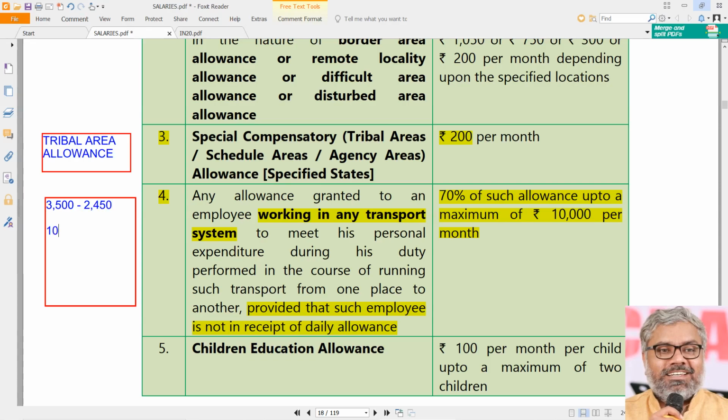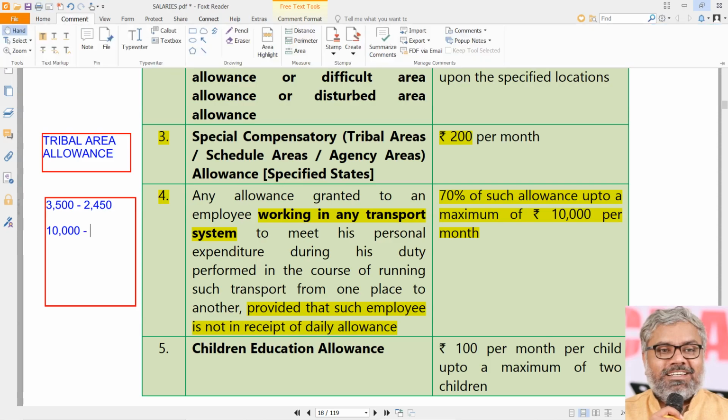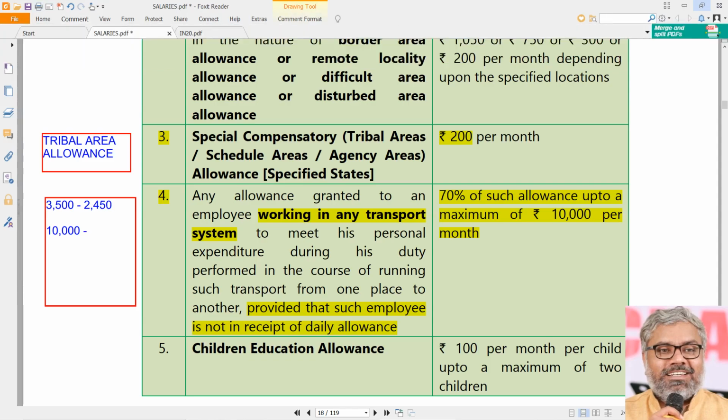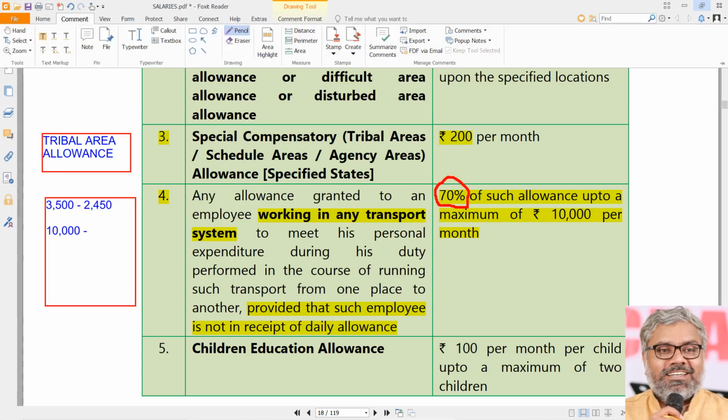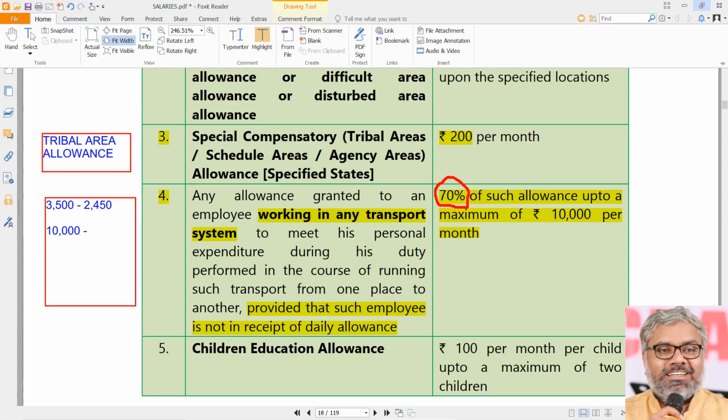In the same way, if the employee receives 10,000 rupees as allowance, a transport employee, how much will be exempt? Is the entire 10,000 exempt? No. The maximum exemption is 10,000, but basically the exemption is how much? This is an important point to be noted. Basically the exemption is only 70% of such allowance. So 10,000, 70% of that means what?